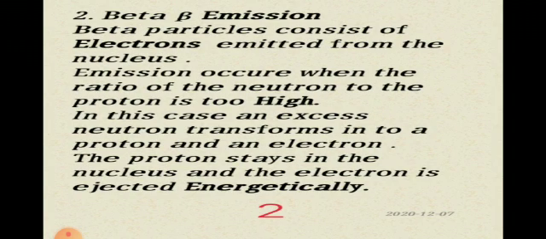While the beta particles consist of electrons emitted from the nucleus, the emission occurs when the ratio of the neutron to proton is too high. In this case, an excess neutron transforms into a proton and an electron. The proton stays in the nucleus and the electron is ejected energetically.